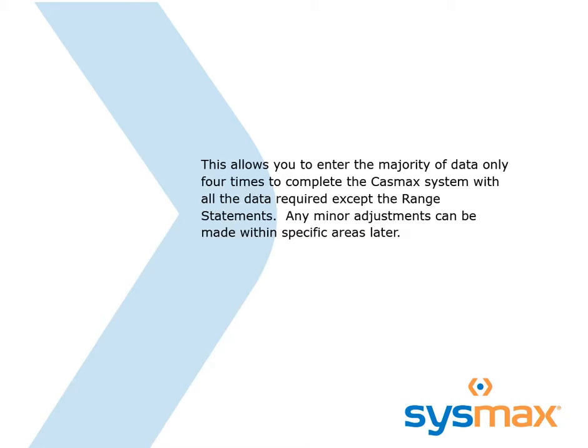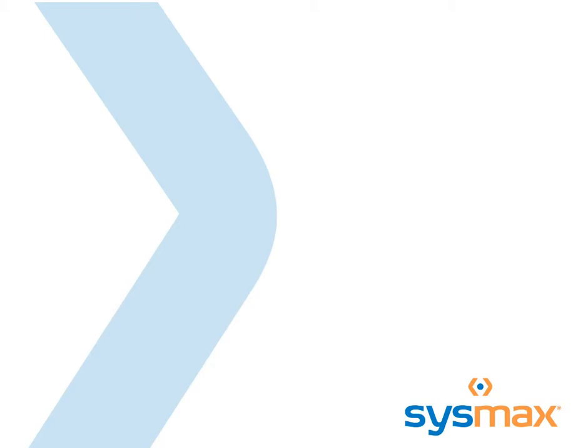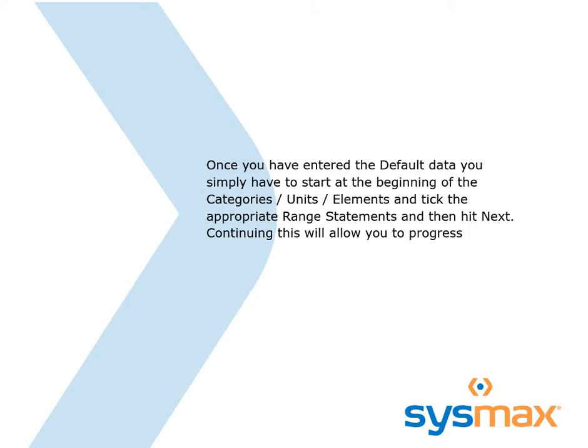This allows you to enter the majority of data only 4 times to complete the Casmax system with all the data required except the range statements. Any minor adjustments can be made within specific areas later. Once you have entered the default data, you simply have to start at the beginning of the categories, units, elements, and tick the appropriate range statements, and then hit Next. Continuing this will allow you to progress.